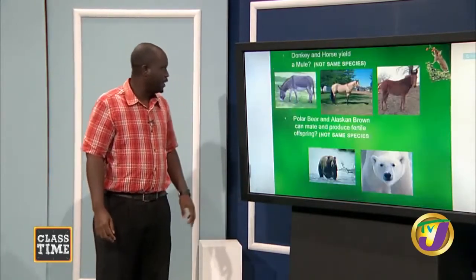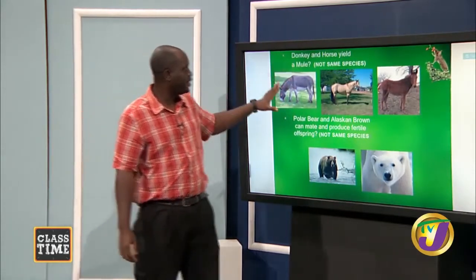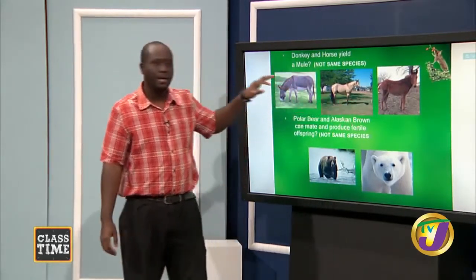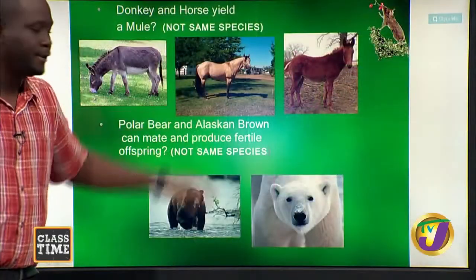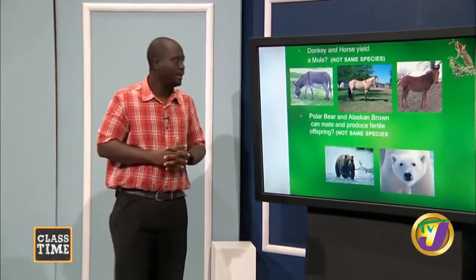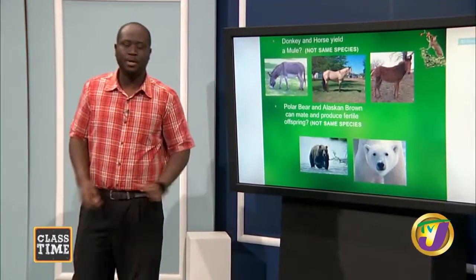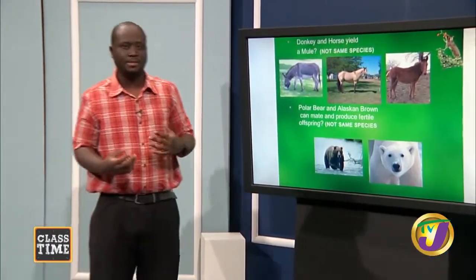And I use this example, donkey in Jamaica, donkey and horse. So this is a donkey and this is a horse. And they interbreed to produce the mule. Now the mule is infertile. And the reason why the mule is infertile is because both parents are not from the same species. The horse and the donkey are not from the same species. So even though they produce a viable, living offspring, this offspring is unable to reproduce because the parents were of different species.